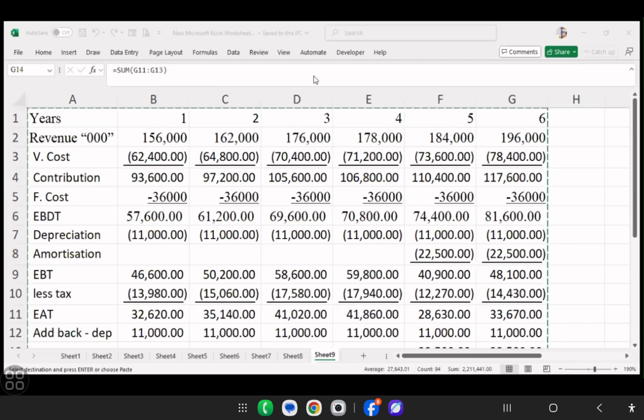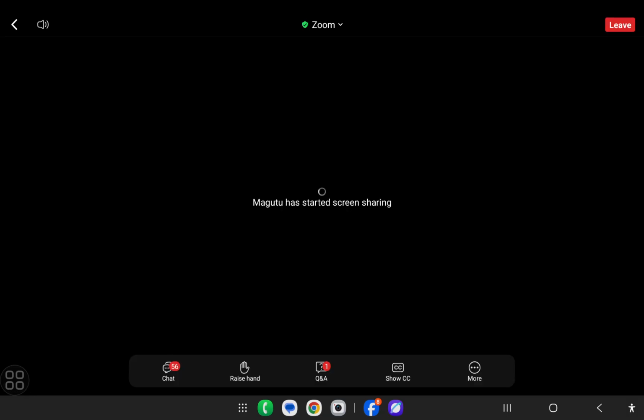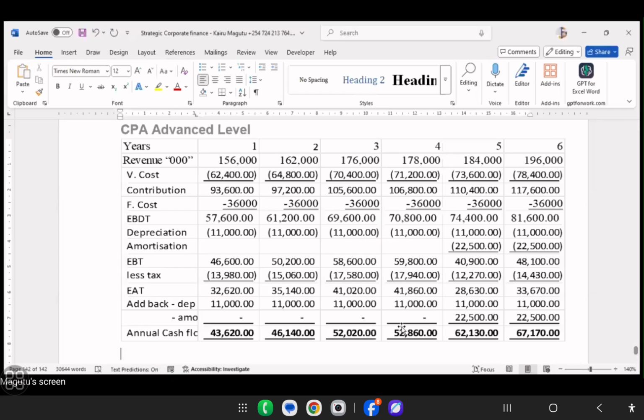So, good. That is the way to determine the annual cash flow. Unless someone has a question, I have tried to explain it based on the information that you can get from the question. This part of amortization can bring a problem, but I have given it the way it is. Let me see whether there is a question before I proceed to the next step. Good. I hope we are all together now.